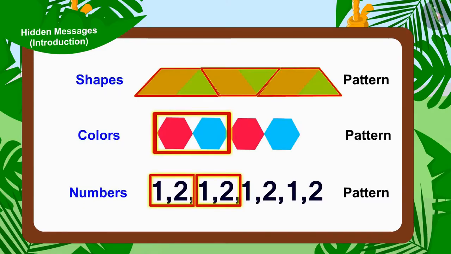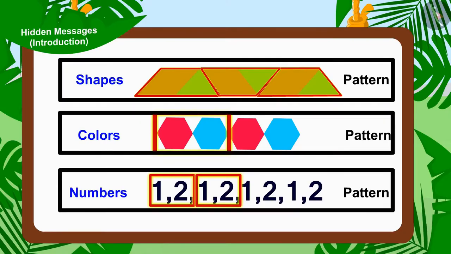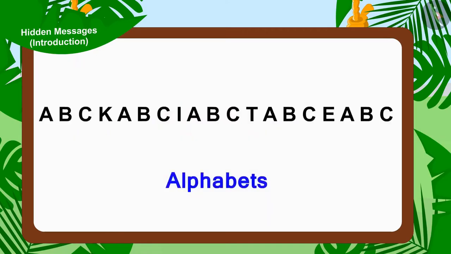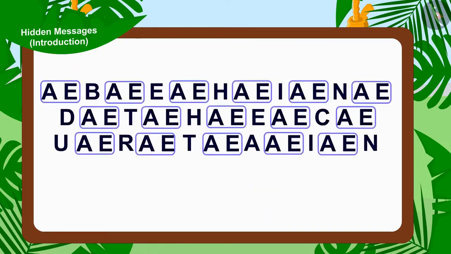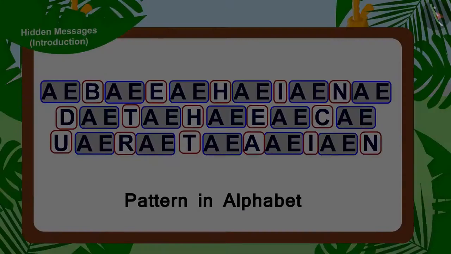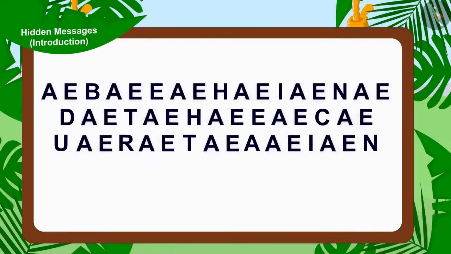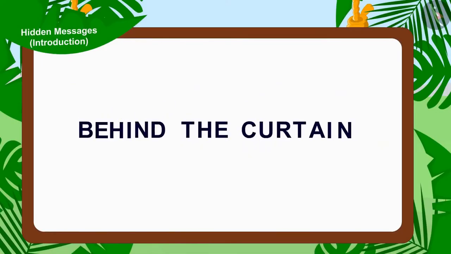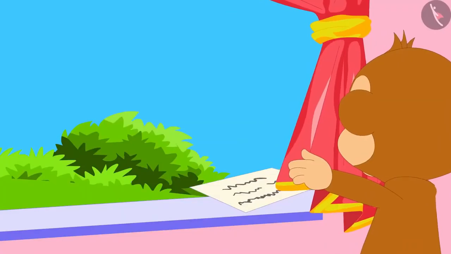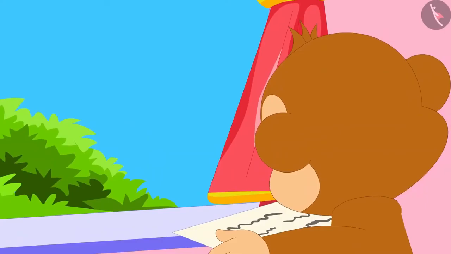Children, the way we saw patterns made of shapes, colors, and numbers, in the same way, we can hide various interesting messages by using alphabets. Appu's letter also has a hidden message between the alphabets. Babban too, like us, understood the message hidden in between the alphabets written in Appu's letter and immediately found the second letter hidden behind the curtain of his house.